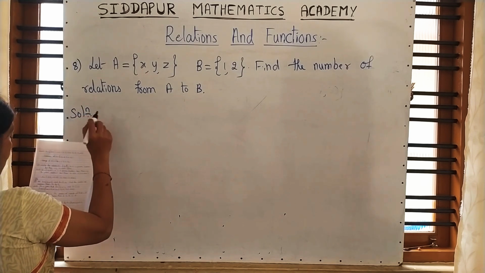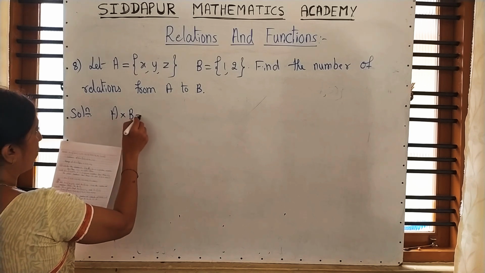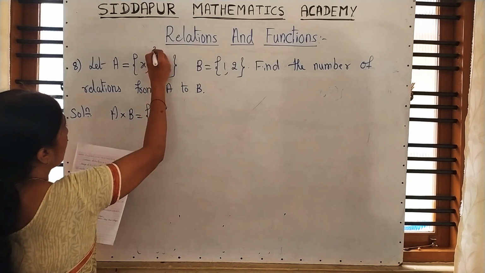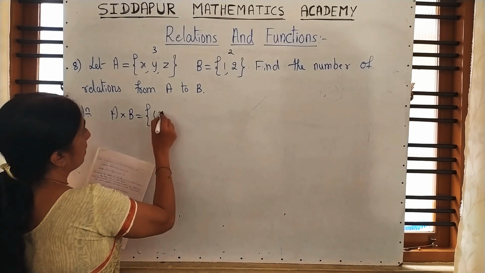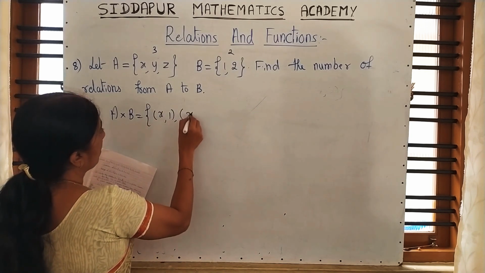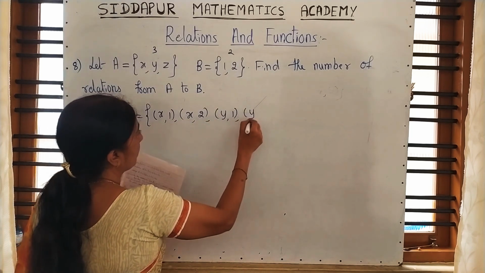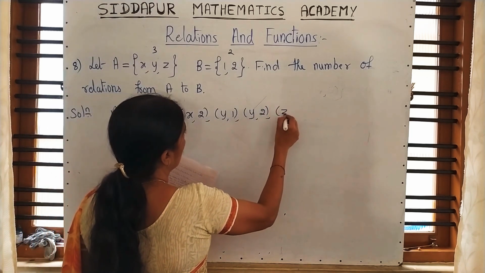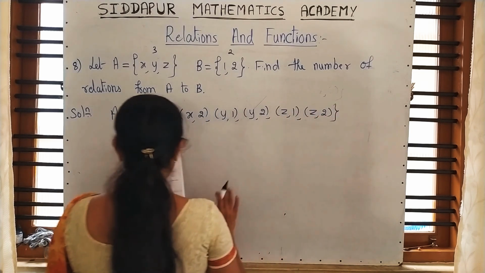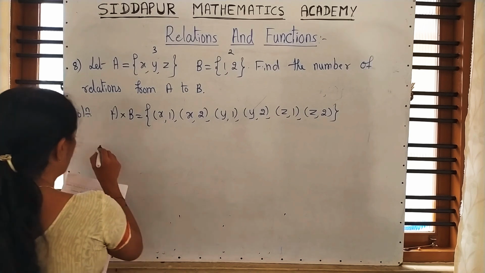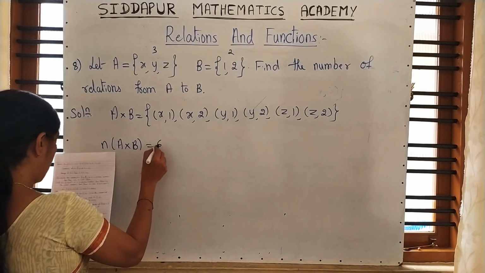Again I will explain. So A is given and B is given. First write down A cross B. How many ordered pairs? Here 3 elements, here 2 elements. In total we have 6 ordered pairs: (x, 1), (x, 2), (y, 1), (y, 2), (z, 1), (z, 2). That is, the number of elements in A cross B is 6.